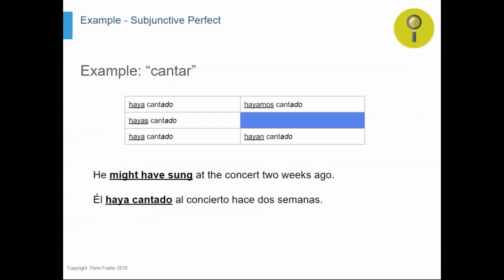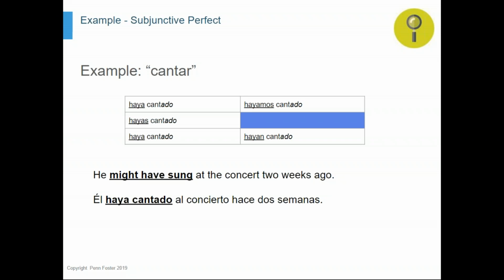So the verb cantar, to sing. If you were to say that I might have sung a few songs if I had an opportunity, haya cantado. As long as you hear may or might followed by have, you know you have a form of subjunctive perfect, a compound tense. And there's that example of it below.